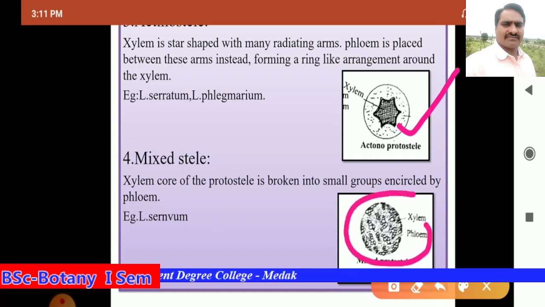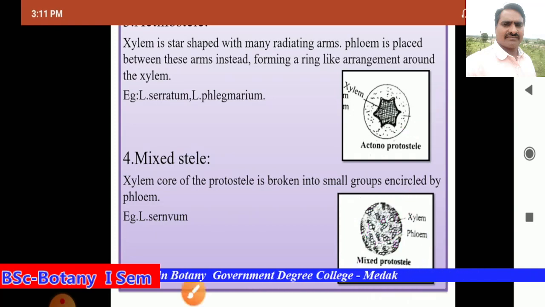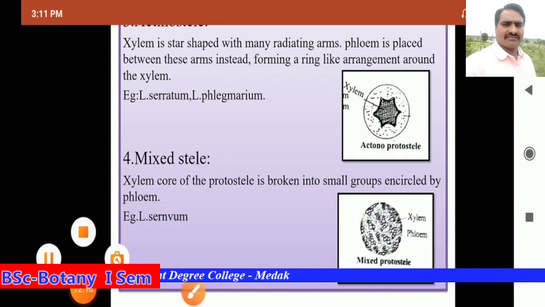We can observe in Lycopodium cernuum, xylem is broken into small groups. This is one group, another group. So xylem is broken into small groups, each group surrounded by phloem. So this type of protostele is called mixed stele. We can observe this type of mixed stele in Lycopodium cernuum.